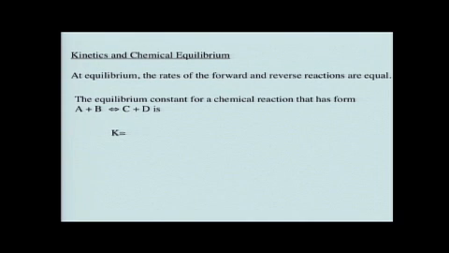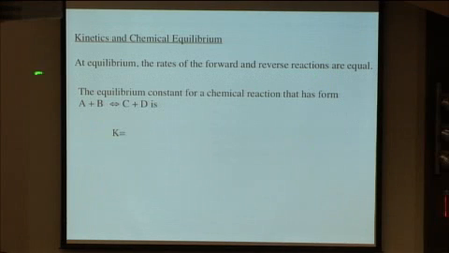So the equilibrium constant for a chemical reaction, A plus B equals C plus D, is going to be equal to what? What do I put on the top? Concentration of C and concentration of D, right? So our products. And at the bottom, we put the concentrations of our reactants, A and B.